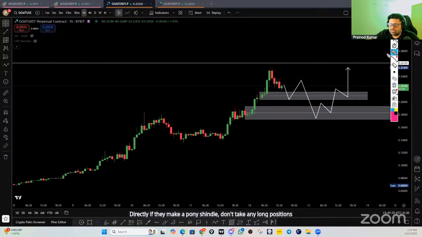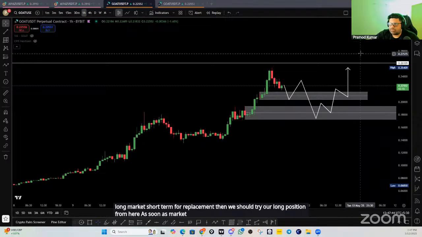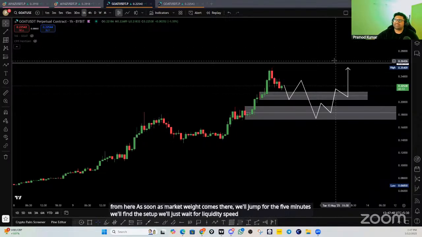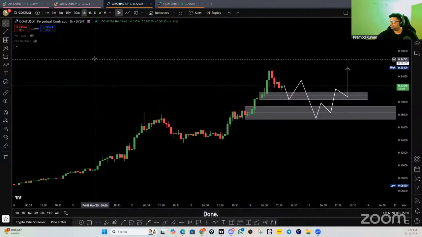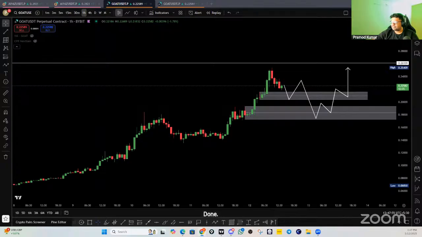Now, for a long, the market should come for a retracement. Then we should try our long positions from here. As soon as the market comes there, we'll jump into the 5 minutes. We'll find this setup. We'll just wait for a liquidity sweep or internal structure shift. We can try the trade in that way.